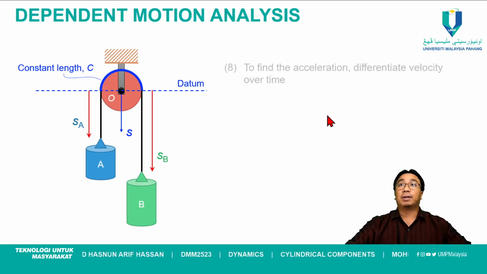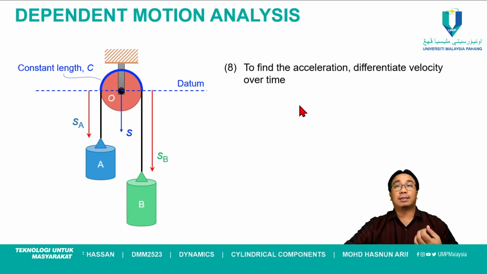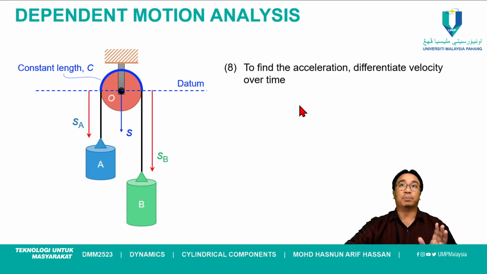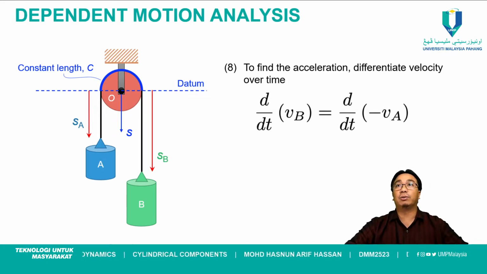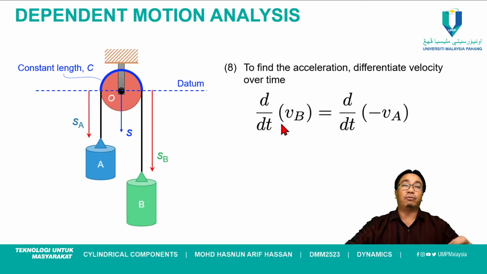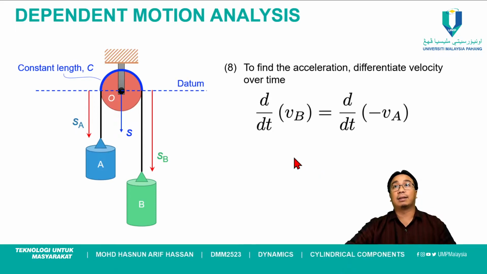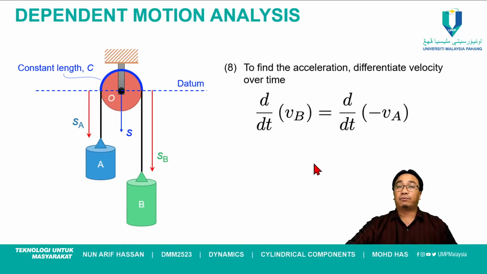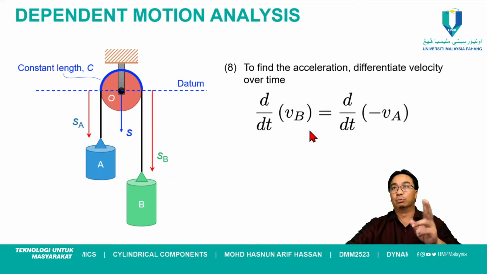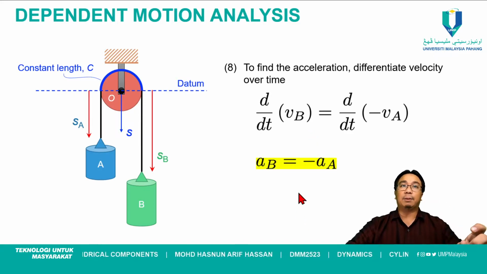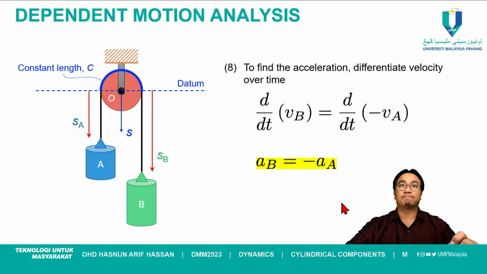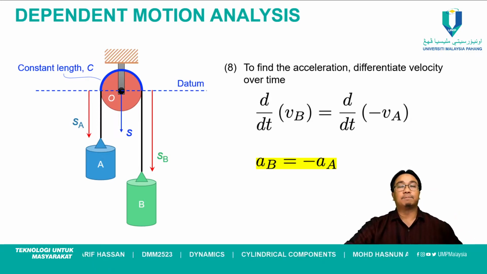Then step number 8, if you want to find the acceleration, what we need to do is simple: differentiate once more, because we know that d over dt of v, or dv over dt, is equal to a, acceleration. So once we have from previous vb is equal to minus va, then we differentiate these two components, we will get ab is equal to negative aa. Okay. Do you have any question?